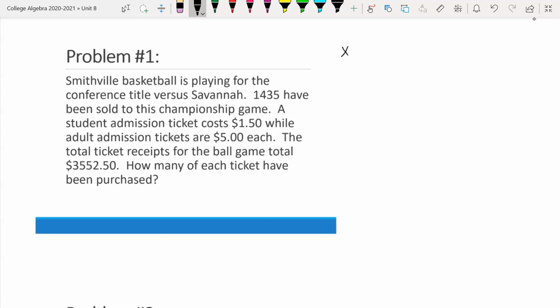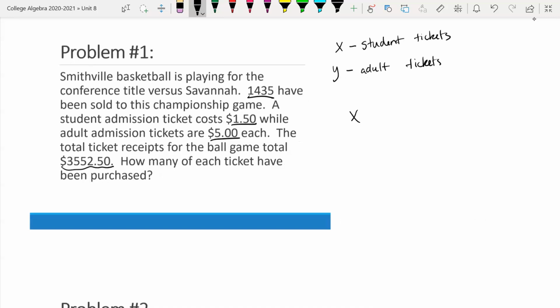Well, first thing you want to do, if we're going to write a system, we want to label x and y. So I'm going to say x is going to be student tickets. I'm going to say y is going to be adult tickets. So then what I like to do is go through and underline the numbers, the key things that you're probably going to use. So I know that I have 1,435 tickets. So if I take the student tickets plus the adult tickets, it's going to equal 1,435. And then you also know the cost. Well, it's $1.50 per student ticket and $5 for adult tickets, and that's going to be $3,552.50.